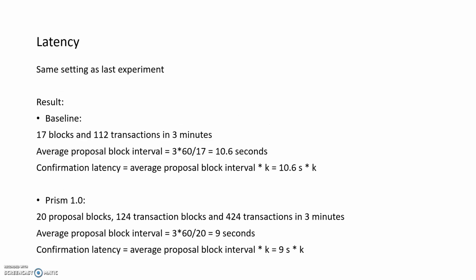Then we conducted several experiments on latency. We used the same setting as above, and it turns out that Prism has roughly the same confirmation latency as the baseline. This is because theoretically, adding transaction blocks will only affect the throughput, while it is the voting chain that really benefits the latency, so the latency remains the same.